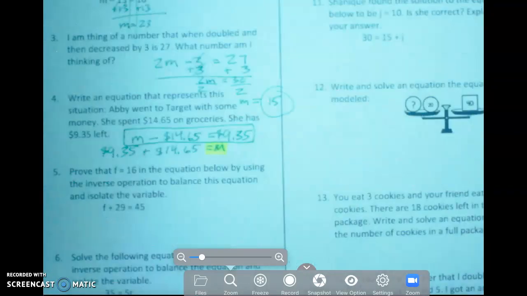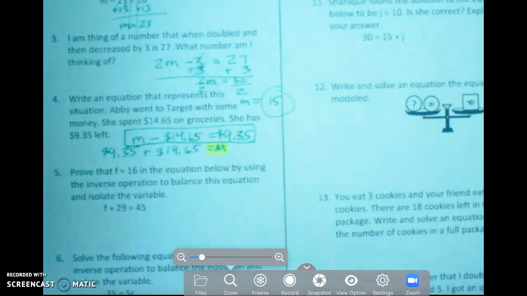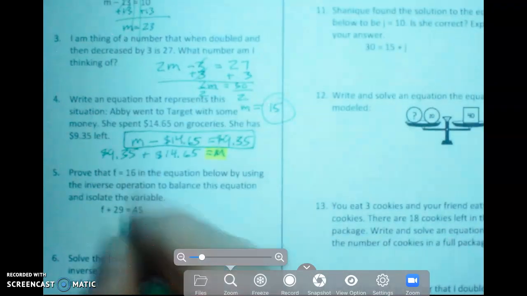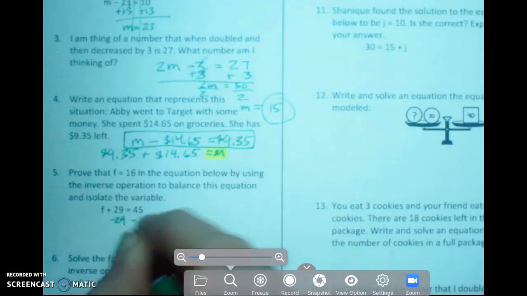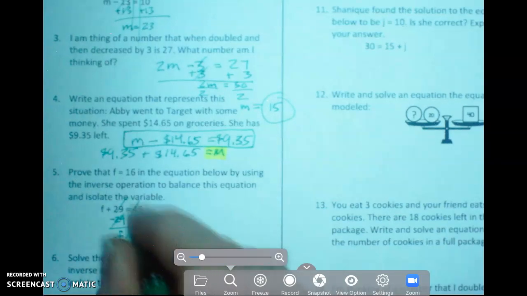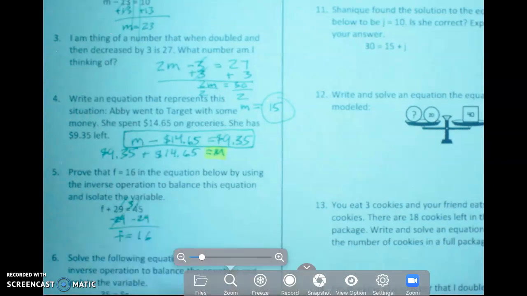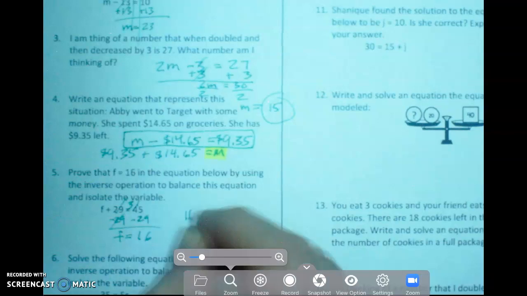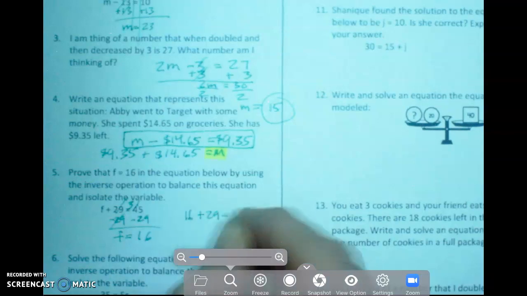Prove that f equals 16 in the equation below by using the inverse operation. Well, so we will subtract 29 from this side. We'll subtract 29 from this side. These cross off. We've got f isolated. And then 45 minus 29. 15 minus 9 is 6. Now we've got 3 here, minus 2 is 16. So there I've proven that f is equal to 16. I can pop it in: 16 plus 29 does equal 45.